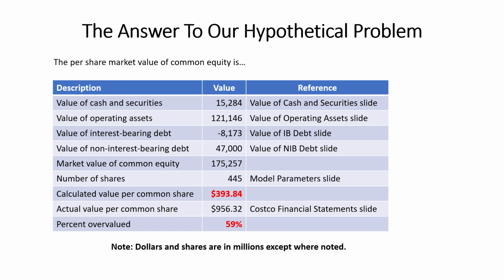The market value of Costco stock, as of the last time I looked at it, was 956.32. So the percent of overvaluation is about 59%. So we're staring at a case where we calculate that the intrinsic value of these shares is 393, but they're selling for 956, which means that this stock is way overvalued.